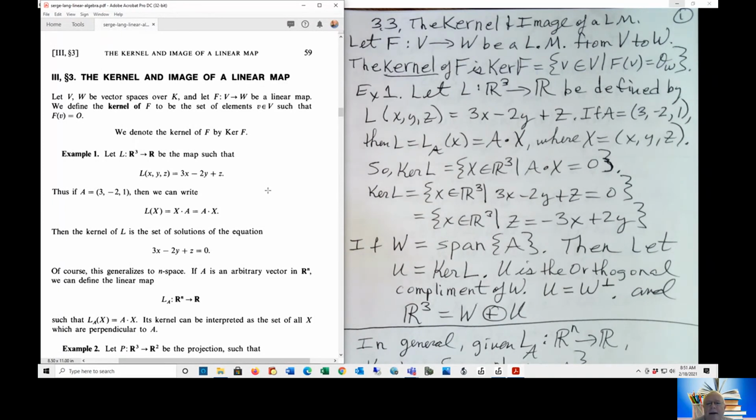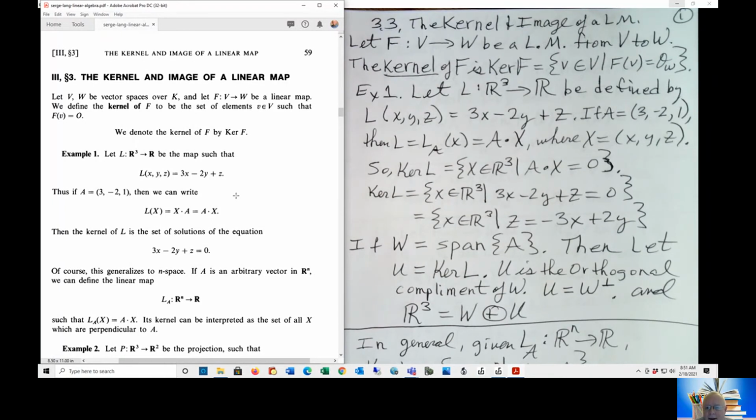In other words, the kernel of f is a subset of V that contains all the vectors in V that get mapped to the zero vector in W. Now recall that any linear mapping maps the zero vector in V to the zero vector in W. So we already know that the zero vector of V is in the kernel of f.